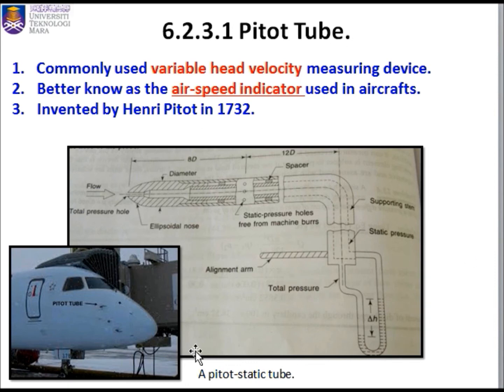works. So this is a pitot static tube. It is a commonly used variable head velocity measuring device. So where is the variable head velocity device? Better known as the airspeed indicator used in aircraft, invented by Henry Pitot in 1732. So this picture shows where the pitot tube is located.